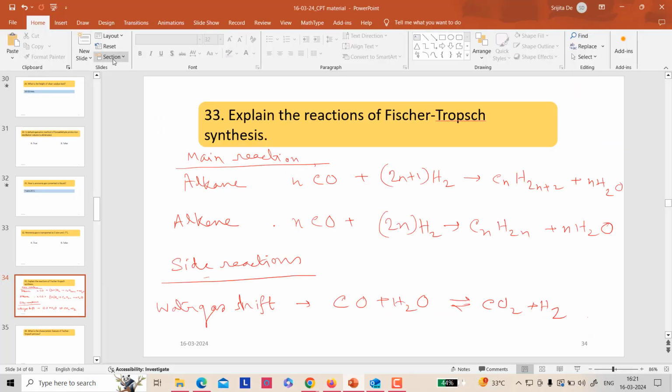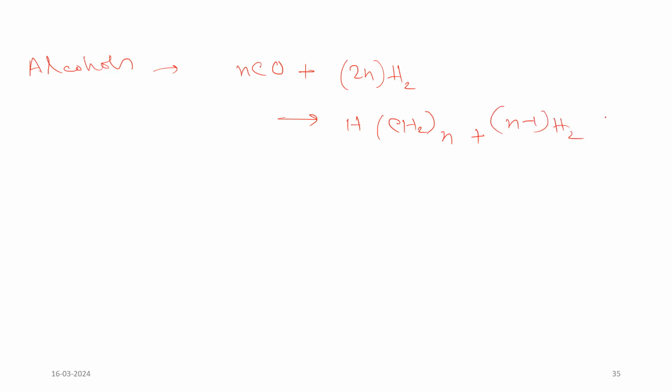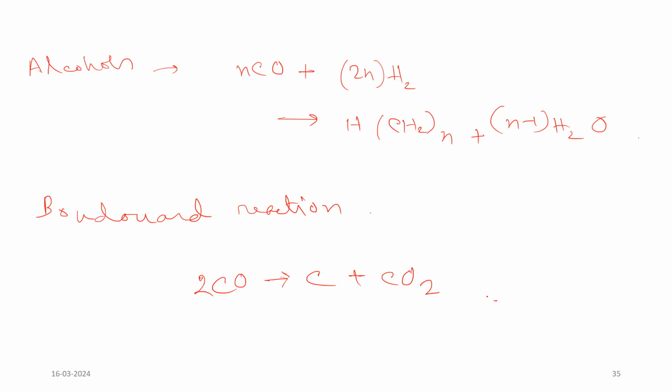Next side reaction is the alcohol production. So nCO reacts with 2n of H2, produces H(CH2)nOH plus (n minus 1) of H2O. Okay. Another one is the Boudouard reaction, that is the conversion of CO to CO2. That is 2 moles of carbon monoxide produces carbon and carbon dioxide. Okay. So these are the reactions.